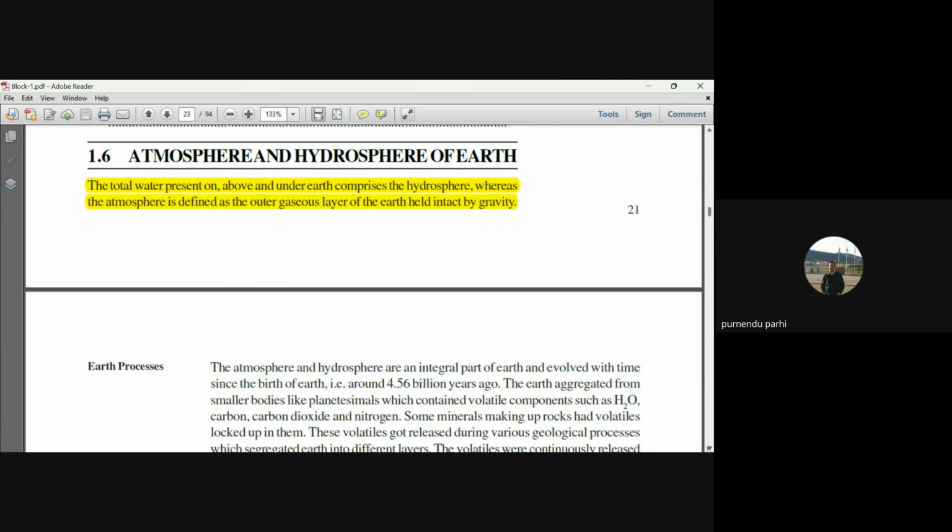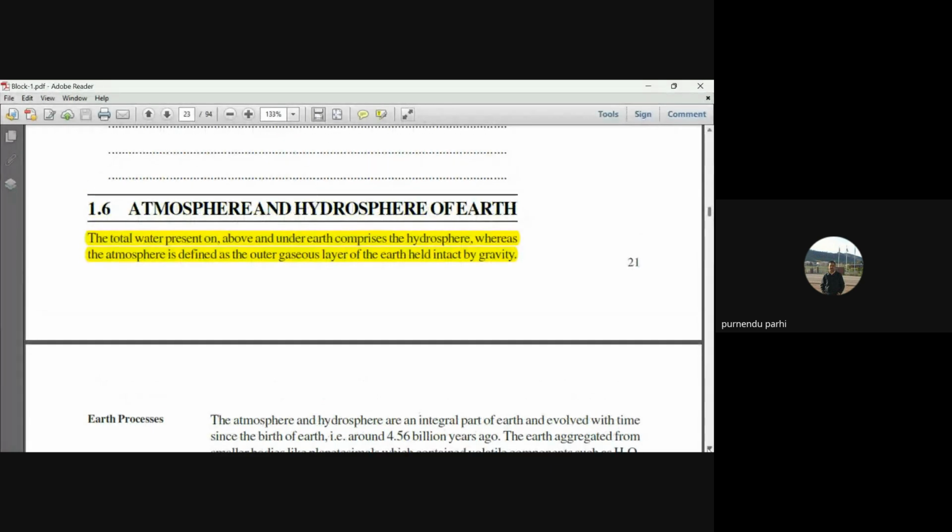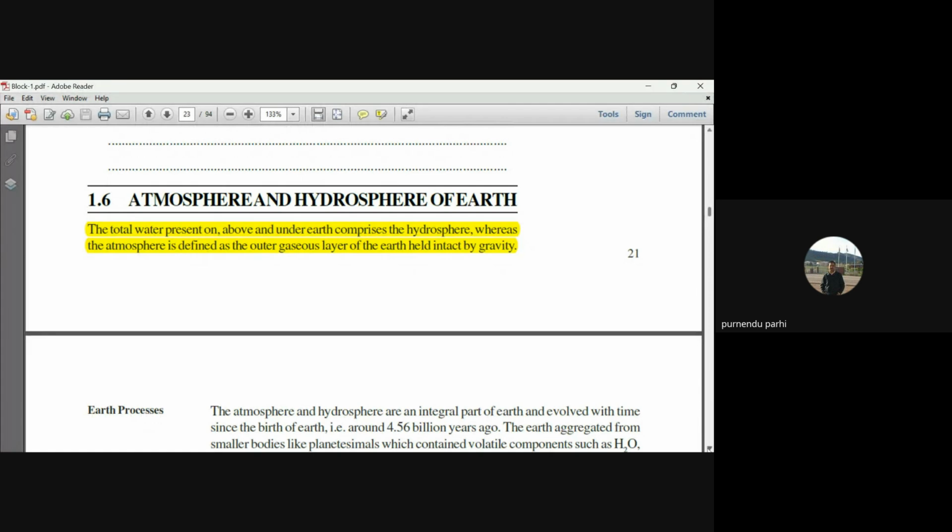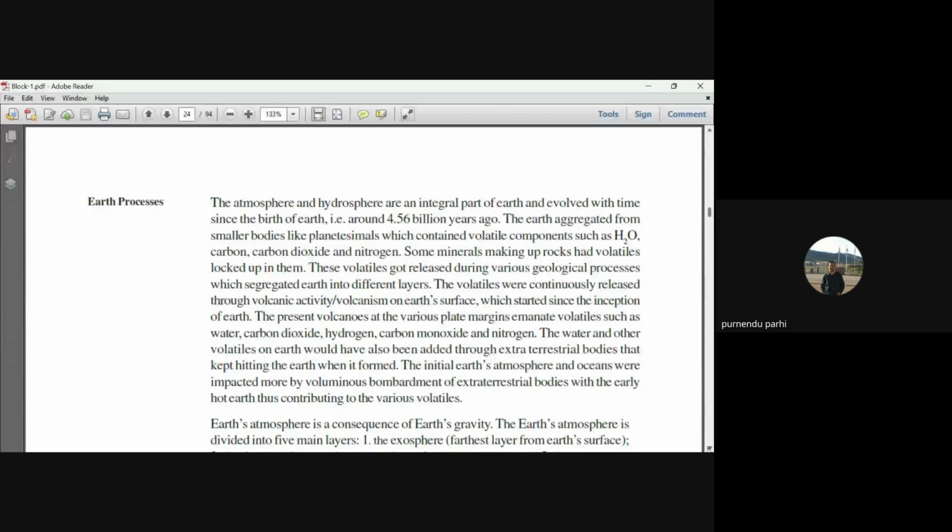Then atmosphere and hydrosphere of the Earth. So by now you know the different layers of the Earth. You know what is crust, mantle, and core. Then you know how the thermal, electric, and gravitational fields come into existence. Now the atmosphere and the hydrosphere of the Earth. The total water present on, above, and under the Earth comprises the hydrosphere, whereas the atmosphere is defined as the outer gaseous layer of the Earth held intact by gravity. The atmosphere and the hydrosphere are an integral part of the Earth and evolved with time since the birth of Earth around 4.56 billion years ago.